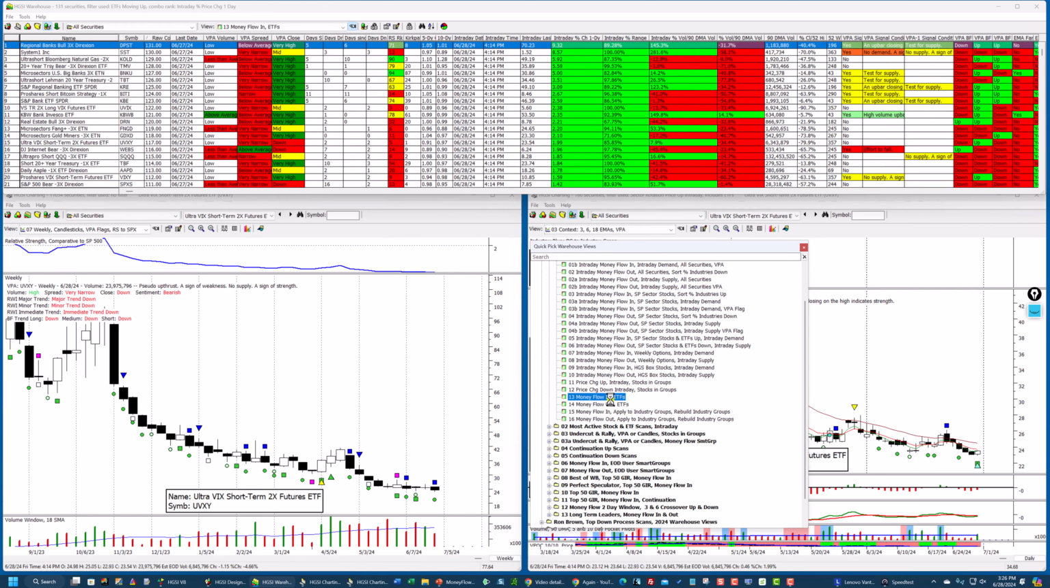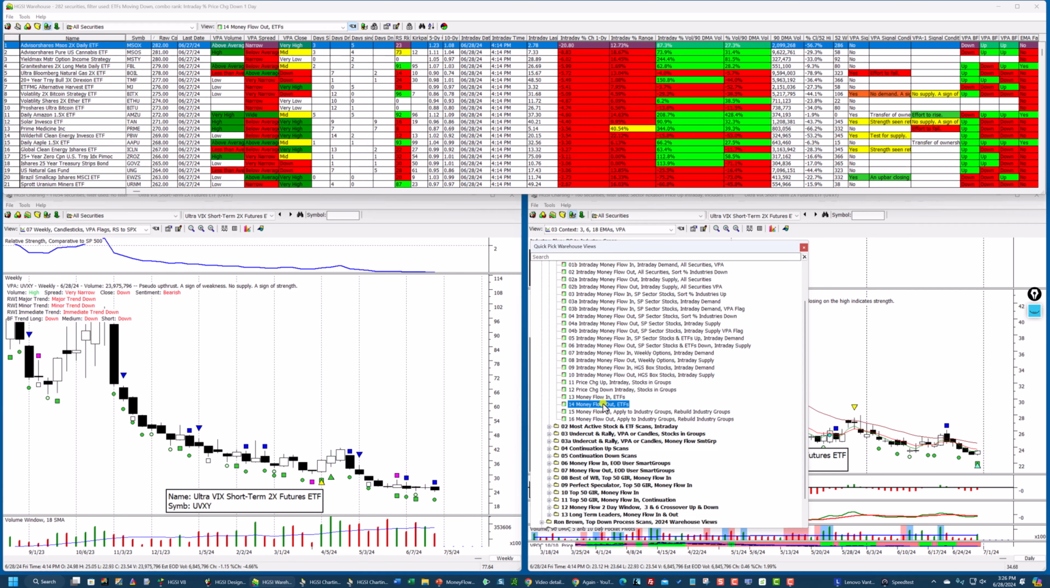Now here's money flow in for ETFs. These are all ETFs. There's the regional banks, Direxion 3X, and money flow out.